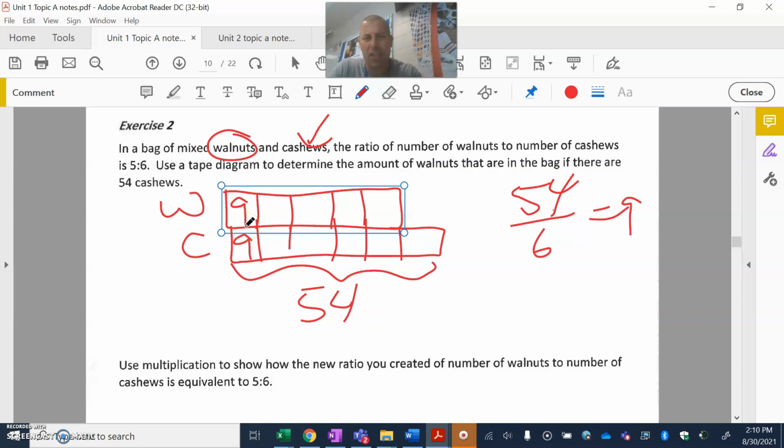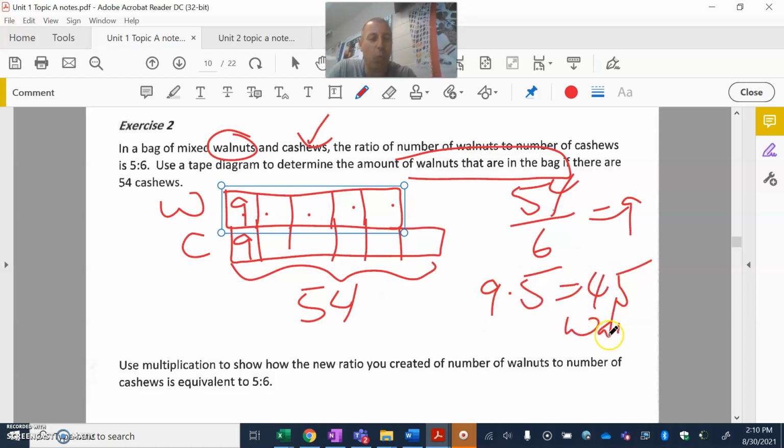Now, I don't have to fill in 9s across the board. As long as I know one of them's worth 9, I'm good to go. They want to know how many walnuts there are. Well, I've got 1, 2, 3, 4, 5 boxes. Each are worth 9. So 9 times 5, we say hello, 45. 45 walnuts that are there. So again, I was multiplying by the same number. I was multiplying by 9 each time. 9 in each box. 9 times 6, 54. 9 times 5, 45. We've got to be consistent here.